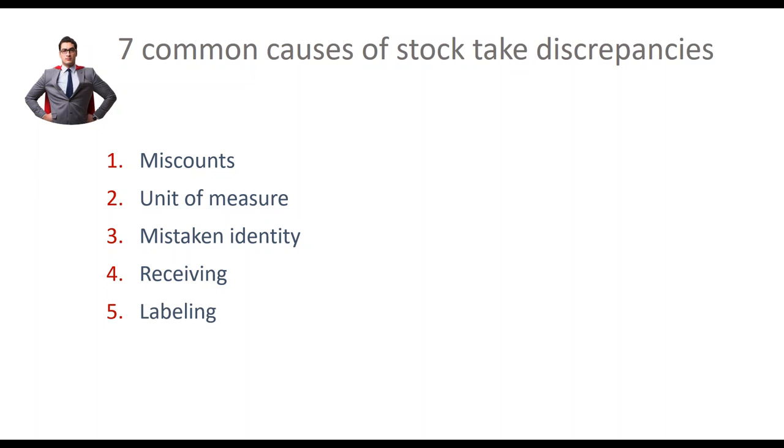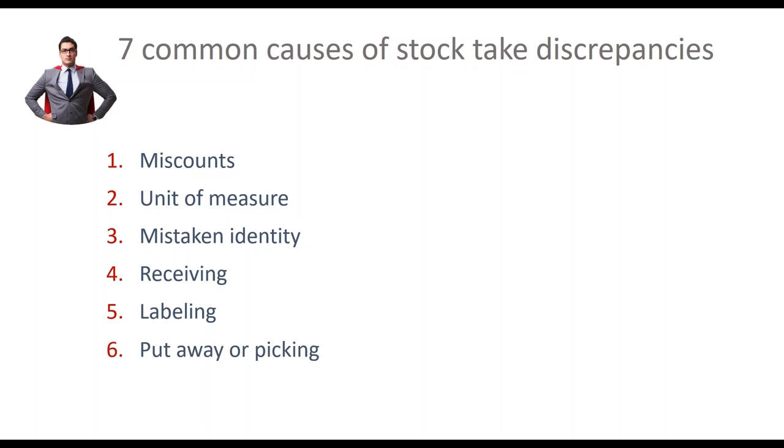Labeling is one that's not as common of an issue, but it can lead to issues in your stock as well, depending on your distributors and things like that. It's possible that stock items are mislabeled with the wrong barcodes or the wrong stock code labels. So that can be an issue within your inventory discrepancies as well.